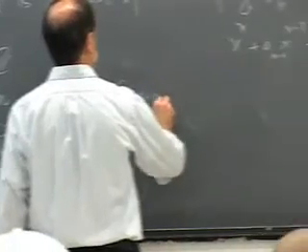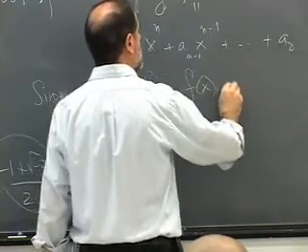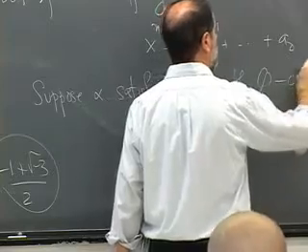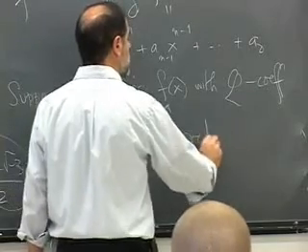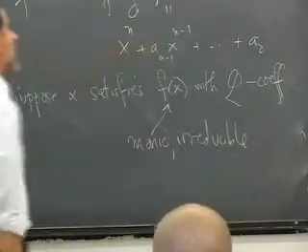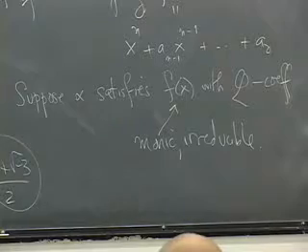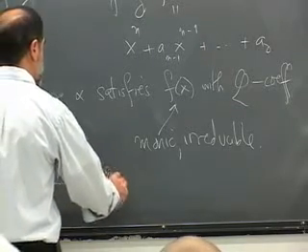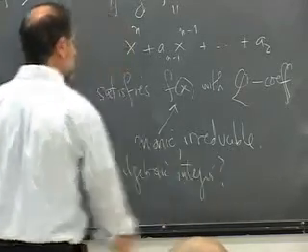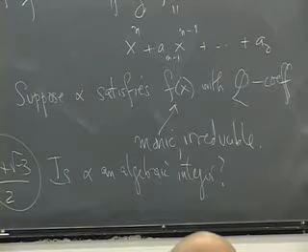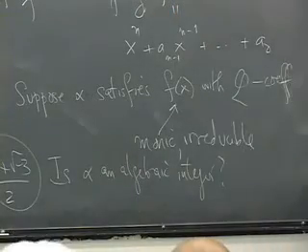Suppose alpha satisfies f of x with rational coefficients. And let's assume that f of x is monic and irreducible. Namely, we find the polynomial of least degree that's satisfied by alpha with rational coefficients. Okay? And the question is, is alpha an algebraic integer? This will be an important thing for us to decide. Well, certainly if f has integral coefficients, it does. But I claim that it's if and only if.